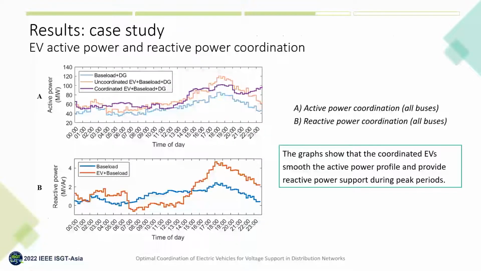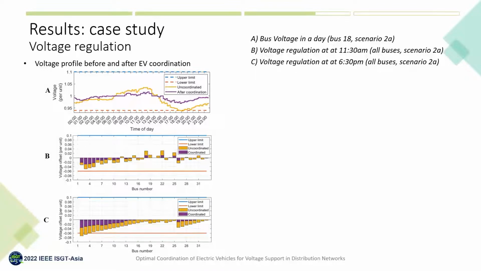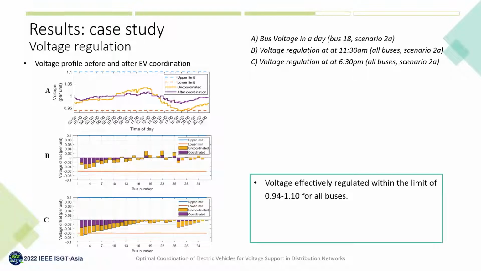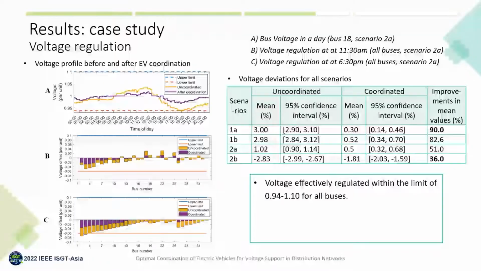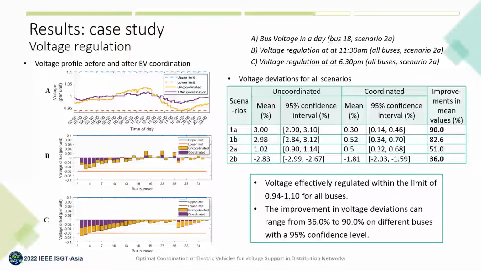Graphs A, B, and C on this page show how the voltages are coordinated as a result of EV four-quadrant coordination. The yellow color shows the profile without optimization, and the purple color shows the coordinated profile with our proposed tool. It can be observed that all the voltages are effectively regulated within the limit. The table presents the voltage deviation optimization for each scenario. It can be seen that the voltage deviations can be improved by 36% up to 90% on different buses.